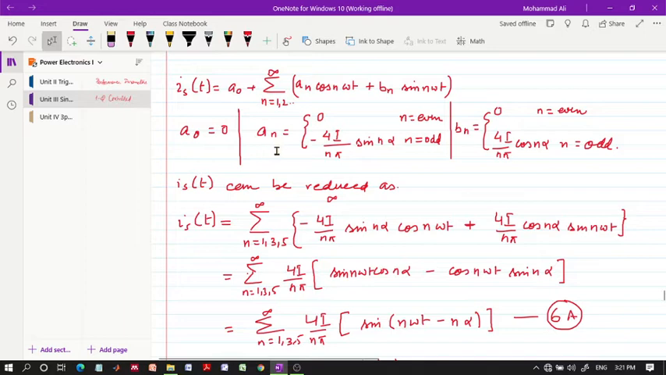The second part, AN, gave us two values: 0 when n is even, and minus 4I by n pi sine of n alpha when n is odd. Similarly for BN we got 0 for even and 4I by n pi cos n alpha when n was odd. So we see that there are only odd terms. Even terms are missing for both the cases.